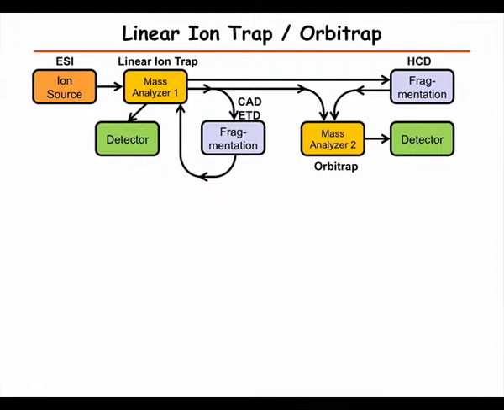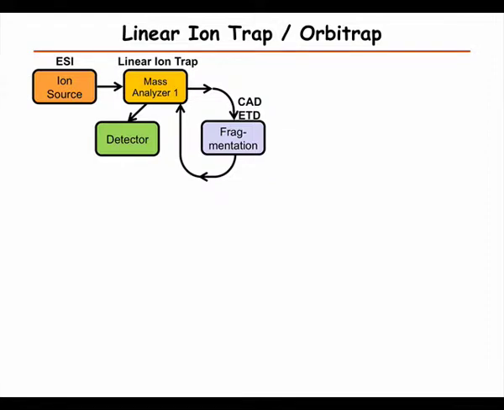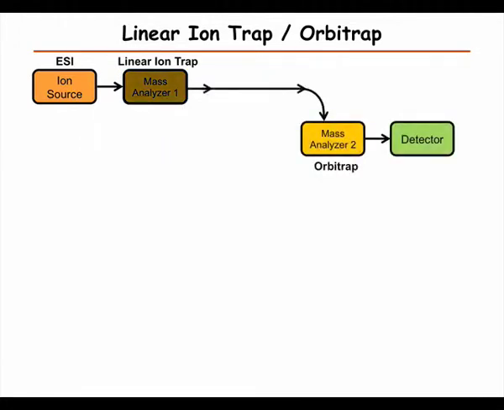So now this is, together with the orbit trap, usually has a linear ion trap in front. And then you can use it in many different modes. So if we start with the first mode, we can just use the linear ion trap to just measure the mass of peptides, and we can then fragment them and measure their fragments. So that's just on its own. But then we can also use the orbit trap to measure mass much more accurately.